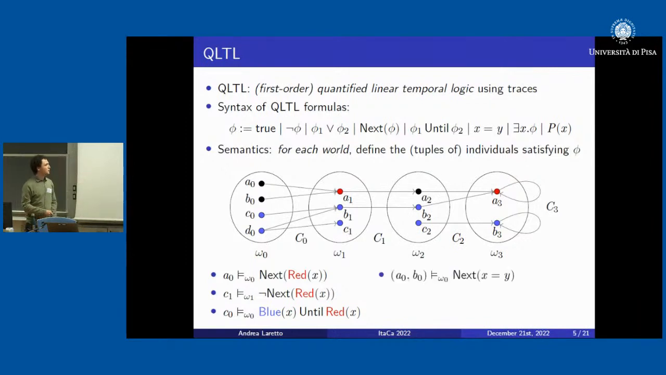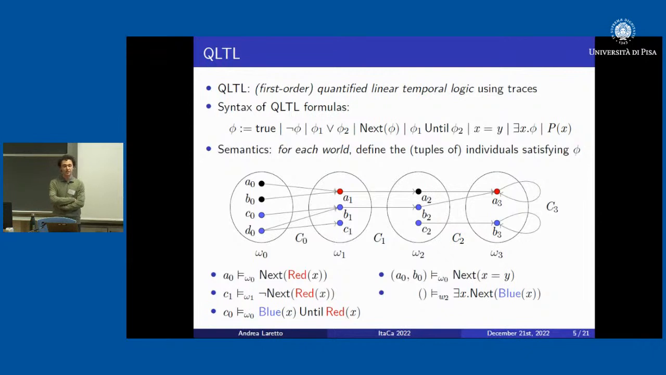Why did I say tuples? Because actually you can have not just one individual satisfying formulas, and that corresponds with the notion of free variables of your formula. So, for example, A0 and B0 together in the first world satisfy next x equals y, right? Because you have a counterpart for both elements in the next world such that x is identified with y. And you can see this allows us to model the merging of two elements.